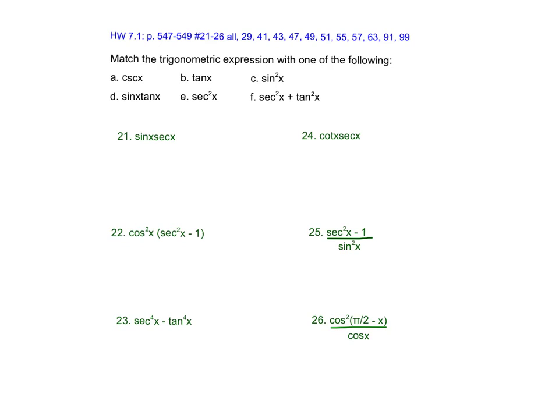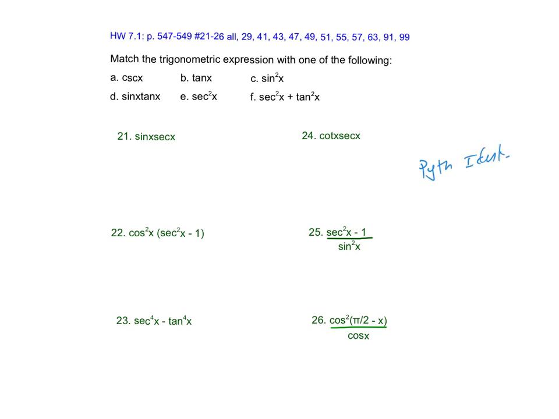This is the solution to problem 25 from homework 7.1. We're asked to simplify a trigonometric expression, and the one we're asked to simplify is secant squared x minus 1 over sine squared x.